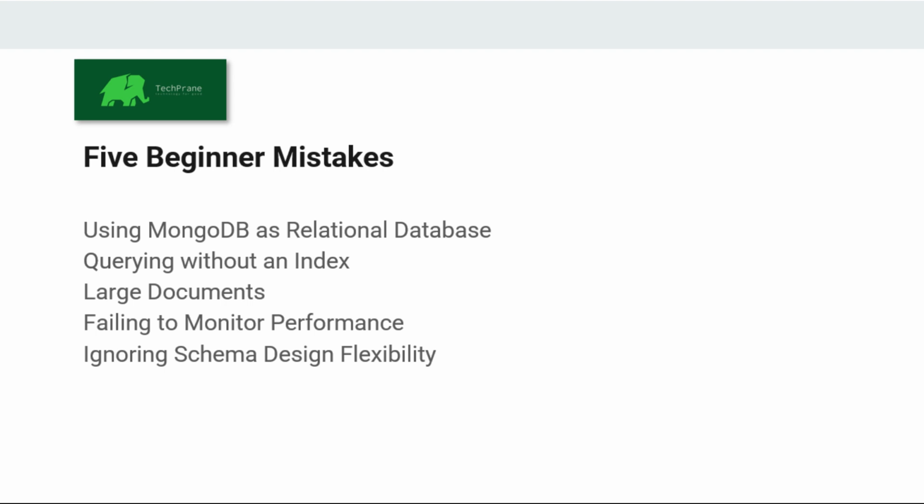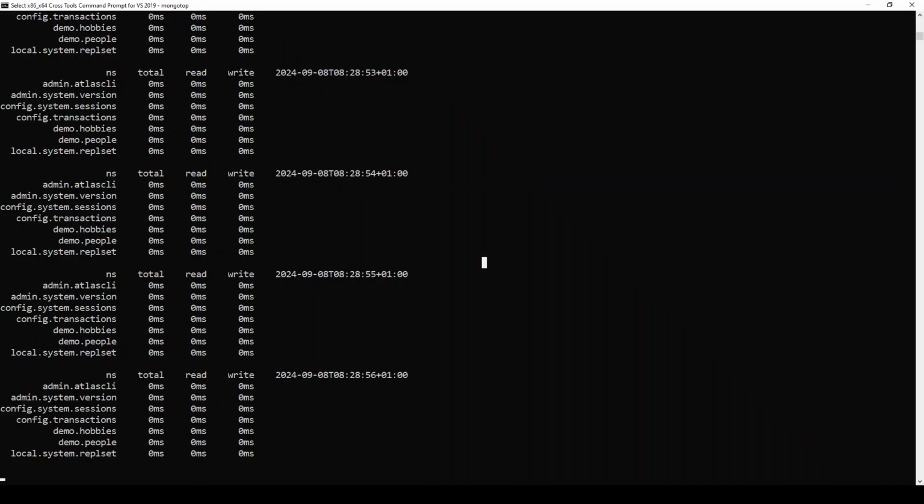So remember, leverage MongoDB's schema flexibility, but ensure you still have some structure and validation using schema validation if you need to. That brings us to the end of our video today, where we discussed 5 beginner mistakes in MongoDB. They were improper data modeling, not using indexes for queries that you might be running, storing large documents, failing to monitor performance and resource usage, and ignoring schema design flexibility.